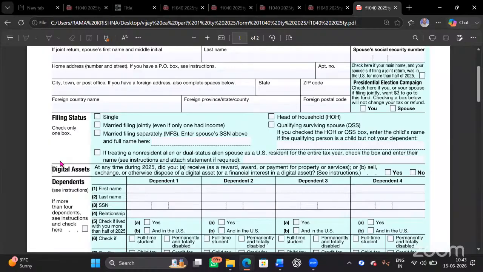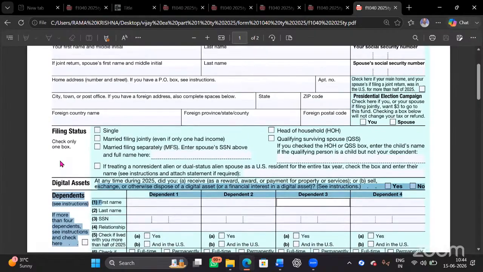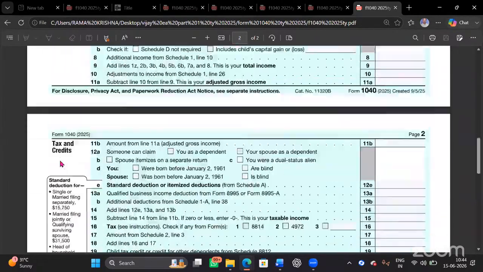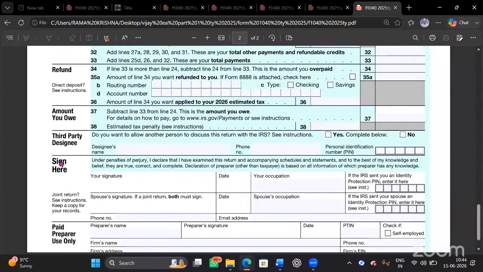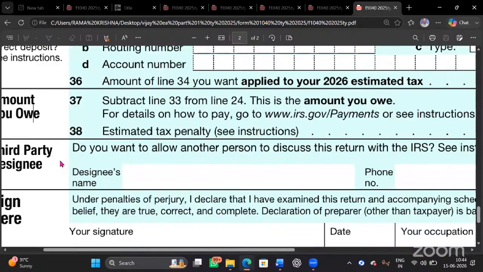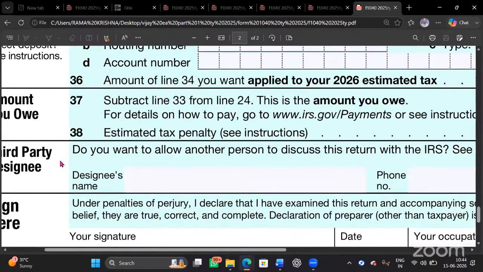Sir, can you give how many items are included in form number 1040? Total number of items. In the previous class, I already said. Total number of items, 38, sir.